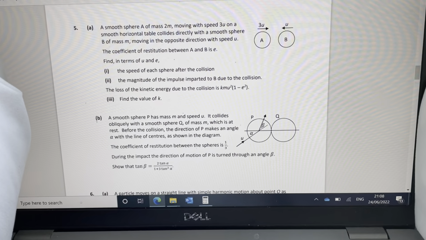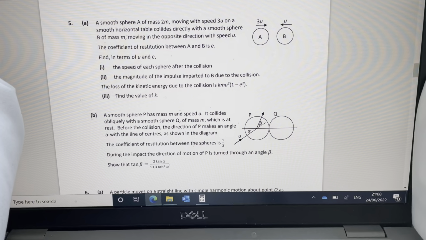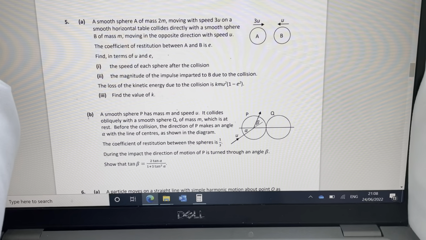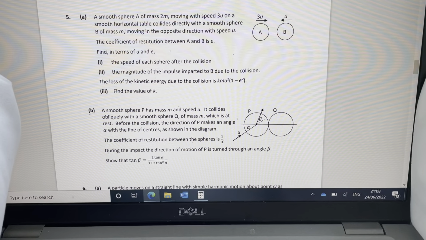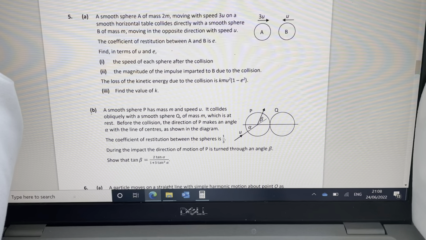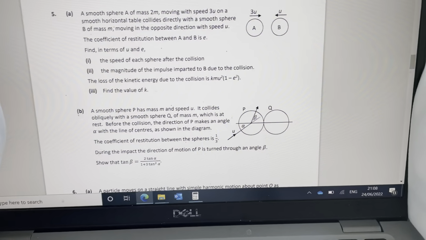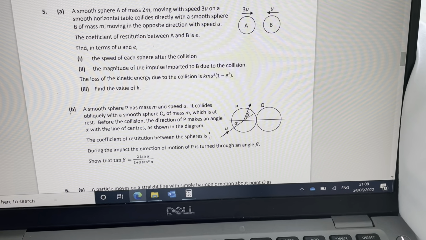Okay, so the collisions question, Applied Maths 2020-22, released today. So the first one seems reasonably okay, except they've dragged in kinetic energy, which is a bit unusual, but let's have a look at it. Smooth spheres, so two spheres plonking into each other, the usual story.